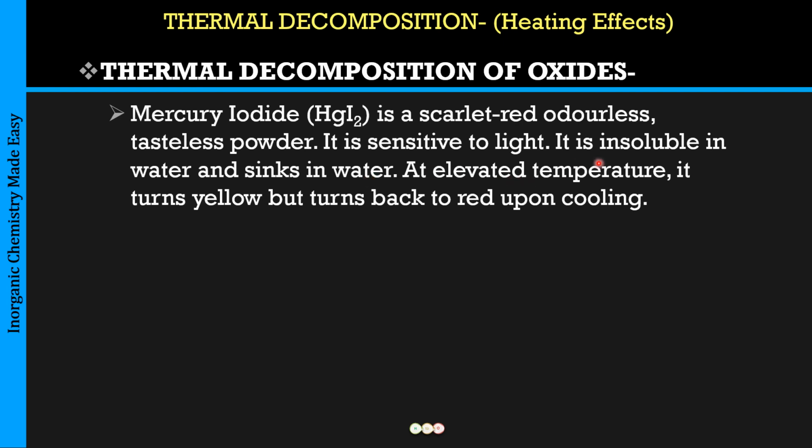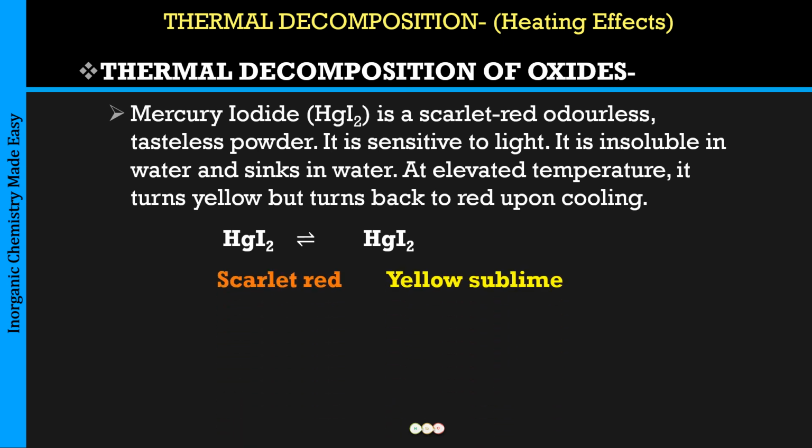At elevated temperature, again I'm telling you about its heating effect, it turns yellow but turns back red upon cooling. So here we have just the opposite of mercuric oxide. Mercuric oxide at a lower temperature was yellow in color and at a higher temperature it was red in color, and now we have mercuric iodide at a lower temperature red in color and at a higher temperature yellow in color. So this is what you can remember here along with the learning of the oxides. I thought it is going to be easy here for you people to remember.